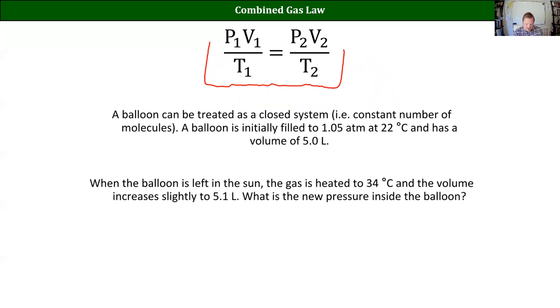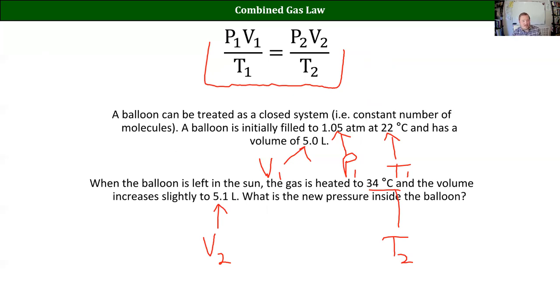So for instance, if you have a balloon, it's initially at 1 atmosphere and room temperature and 5 liters. And then you leave it in the sun, temperature goes up and volume goes up. We want to know the new pressure. We're just solving for P2.